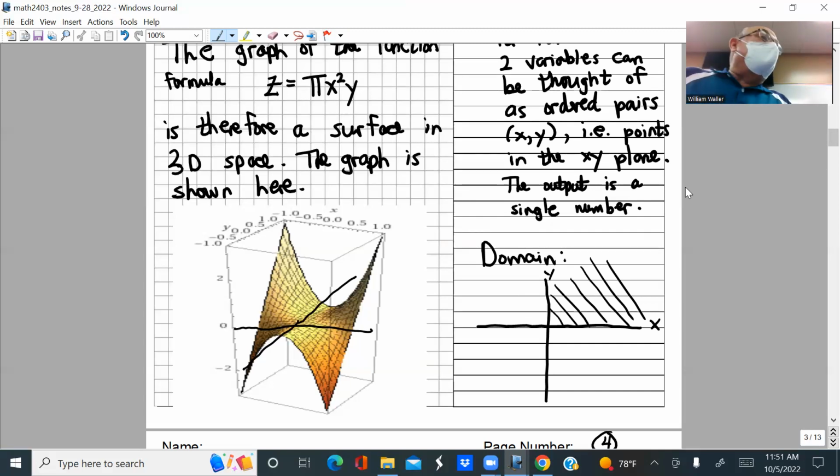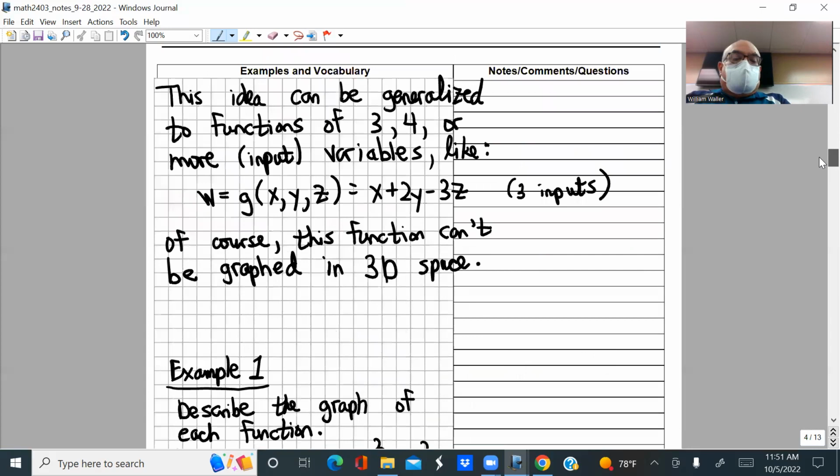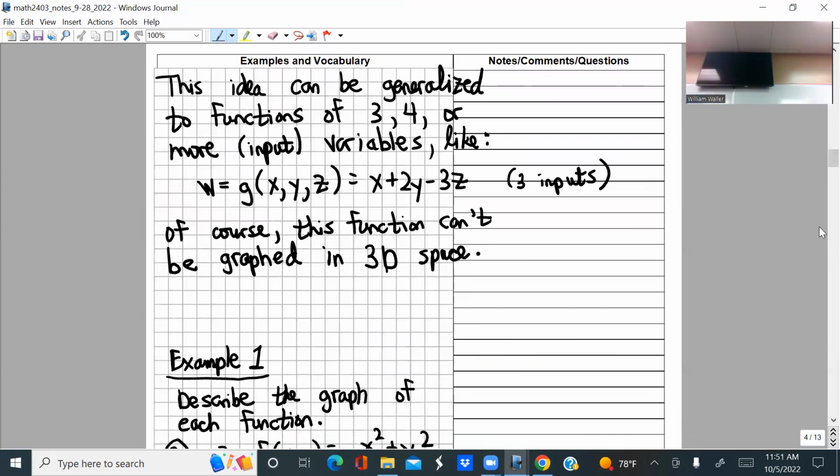So one thing we will have to concern ourselves with, just like in calculus 1, and this is important, is domains of functions. We have to be careful about that. Now look, you can extend the idea of functions of multiple variables to more than two variables. So multivariable calculus, which starts with calculus 3, will also concern itself with functions of several variables, possibly more than two.